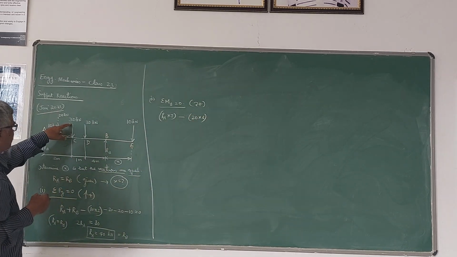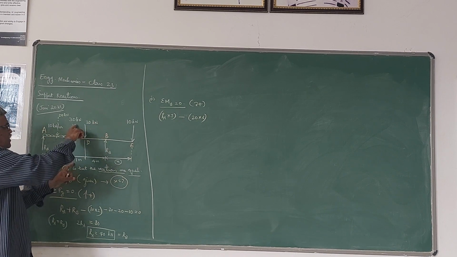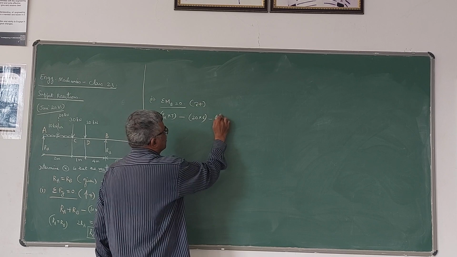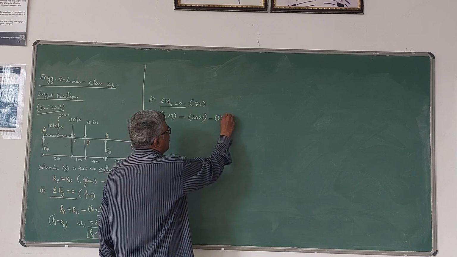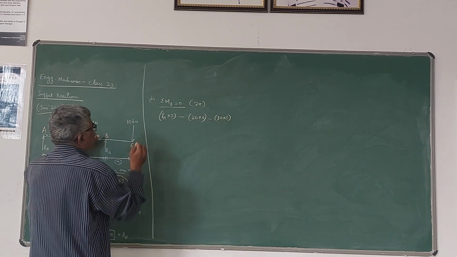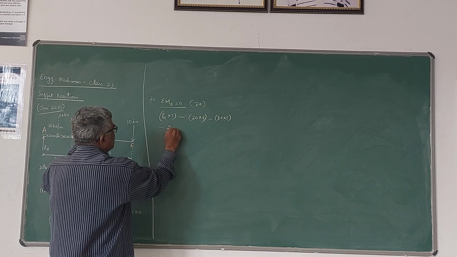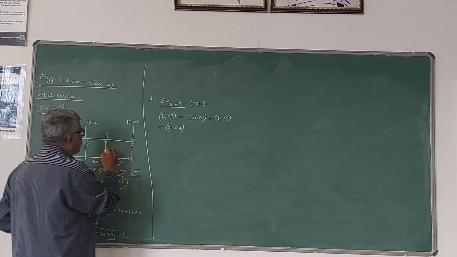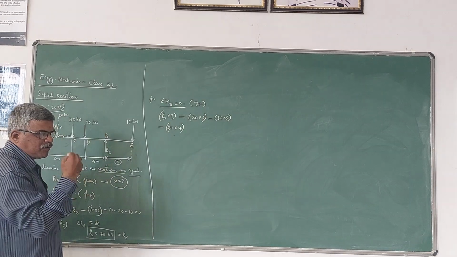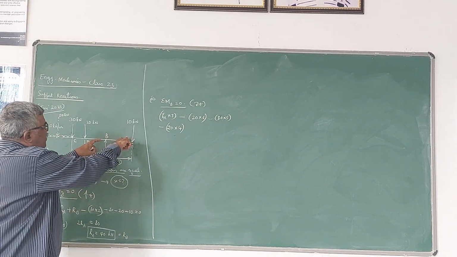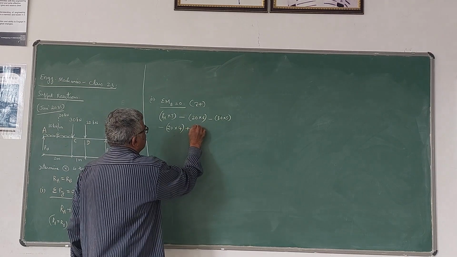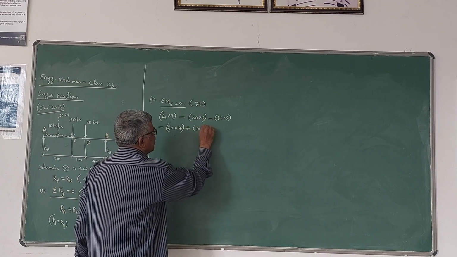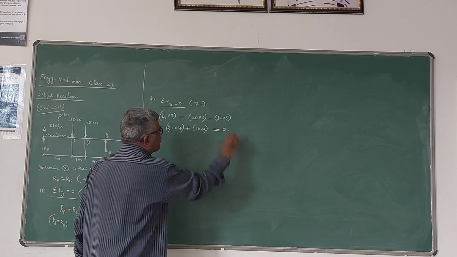Then the moment due to this 30 kN is also anticlockwise, 30 into 5, distance is 5, minus 30 into 5. Then the moment due to this 20 kN is also anticlockwise, minus 20 into 4 meters. Moment due to this RB will not be there because it passes through B. Moment due to 10 kN is positive, therefore plus 10 into distance x. Now please note that x is the unknown here, and this is equal to 0.